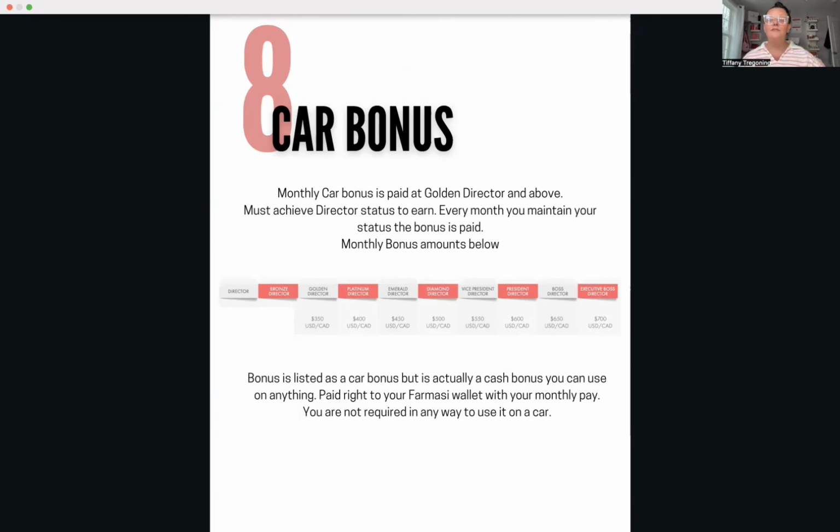Okay. Now, you have to regularly hit that same rank every single month to continue to get that bonus. So, say you get to Golden Director and you earn that $350 bonus. If the following month you get paid at Bronze, you're not going to see that car bonus on your check. You're going to have to get back to that Golden to be able to see that. And the same thing, as long as you're at least golden, you're going to get that. Once you get to platinum director, you hit platinum 3 months in a row and get to platinum director, then you're going to see a $400 cash bonus on and on through the ranks.